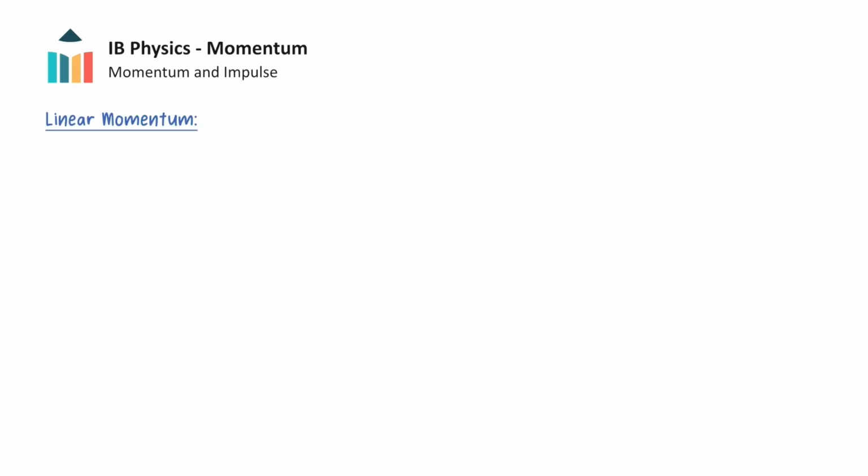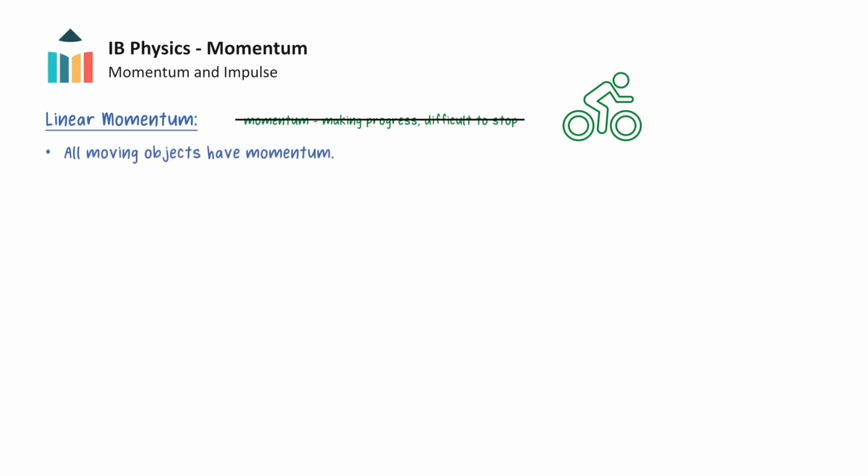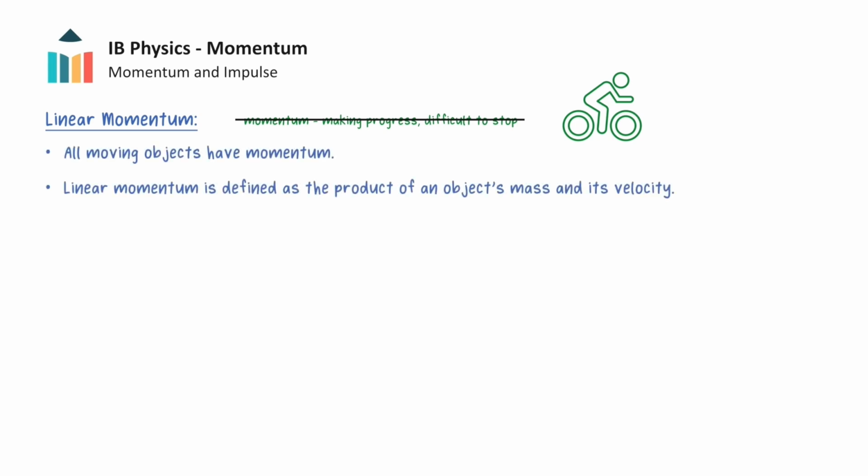In everyday language, we might hear a sportsperson being described as having momentum, and this usually means they are experiencing a period of progress and are difficult to stop. But in physics, momentum has a similar but more precise definition. Every object that is in motion has momentum. We define the linear momentum of a body as the product of the mass of a body and its velocity.